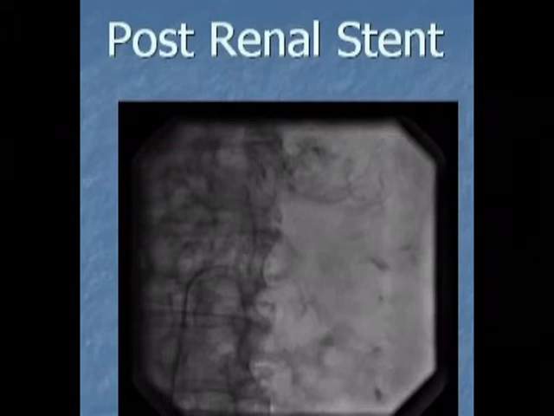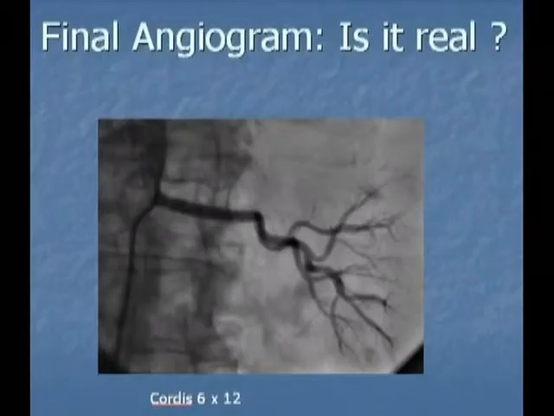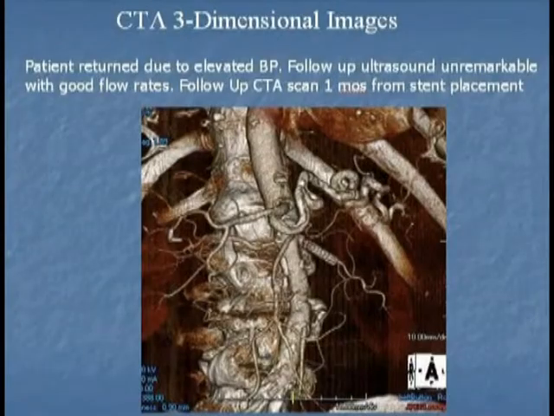Here's the angiogram afterwards for the post-renal stent that was performed, and you'll see that on this next angiographic run. Good flow through there, no evidence of distal emboli seen, at least grossly. And so with this final angiogram, it looks like everything is good.